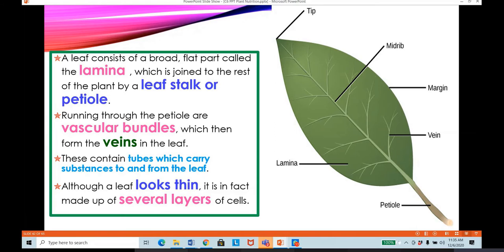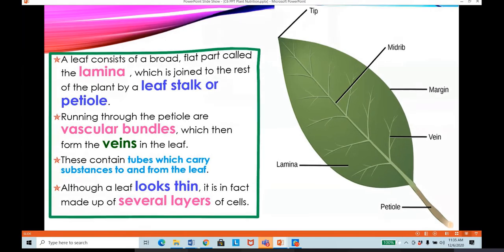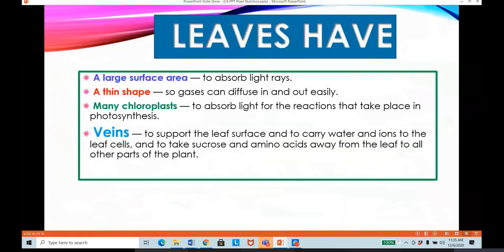So when you said the midrib, what are the various veins which run as midrib and the veins? The phloem and the xylem. Very good. They are the vascular tissues, the xylem and the phloem. So we have the various functions as to why does the leaf have the following. Can someone read one by one?